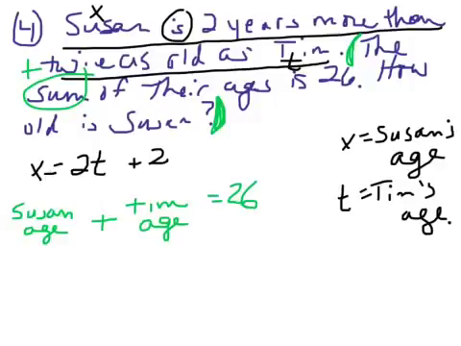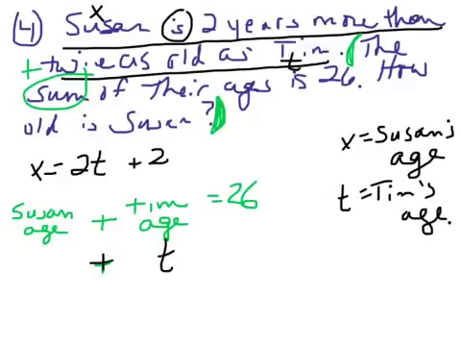I was going to say the equation. Sure, tell me. That's good. 2t plus 2 times t equals 26. Or plus t. Yeah, plus t. Good. Yeah, Tim was t. Let's leave him alone.